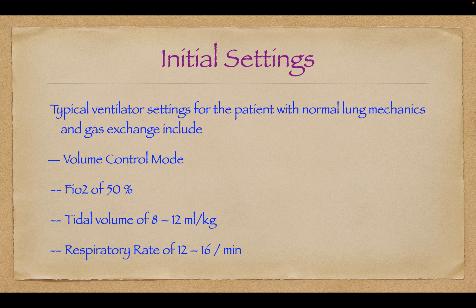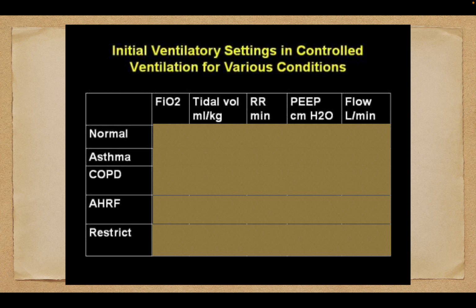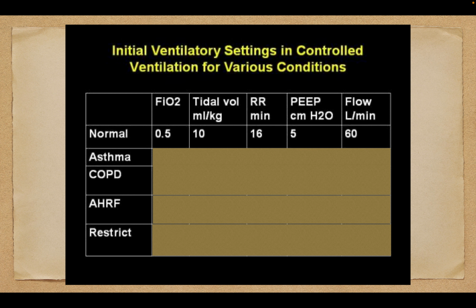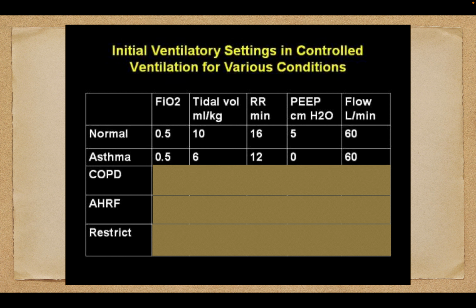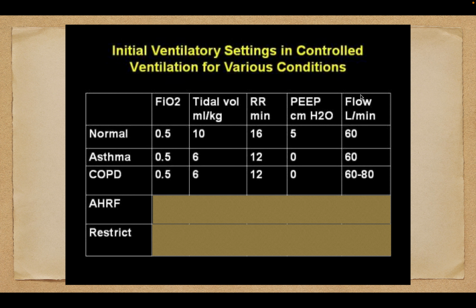So typically the initial settings for a patient with normal lung mechanics could be a volume control mode, FiO2 of 50%, tidal volume ranging from 8 to 12 ml per kg and respiratory rate anywhere between 12 to 16 per minute. Now a small quiz. In asthma, we need to keep tidal volume a bit low and respiratory rate a bit low, because we want washout of PCO2, with flow of around 60.